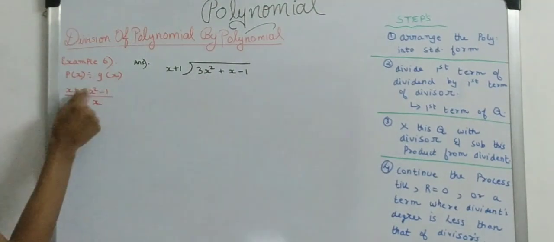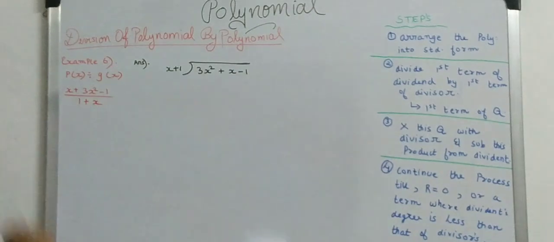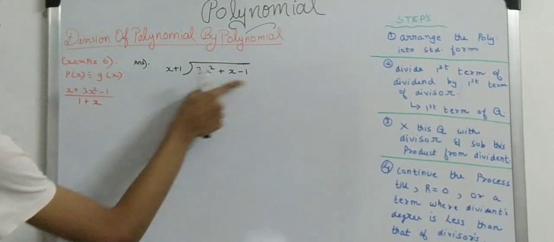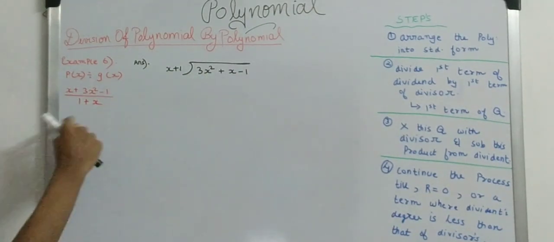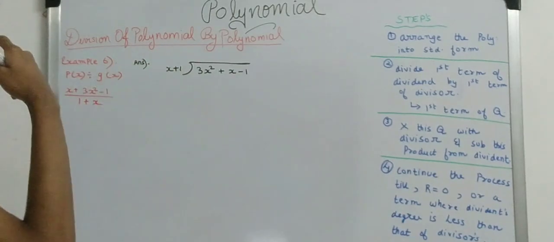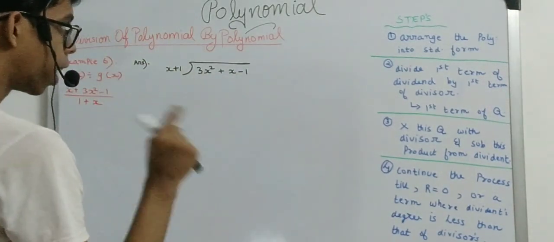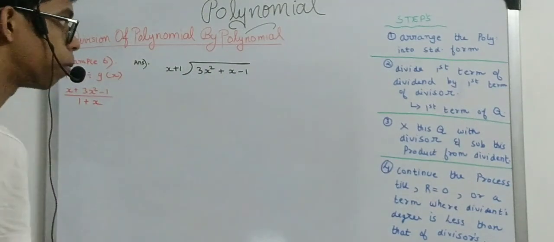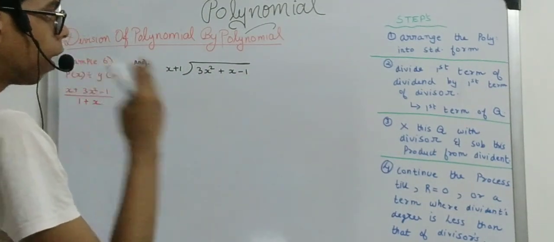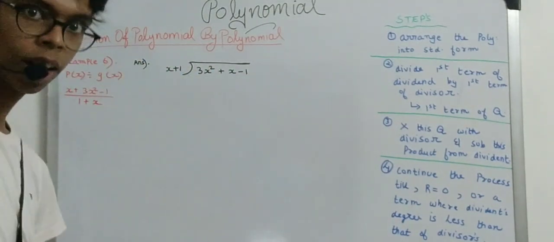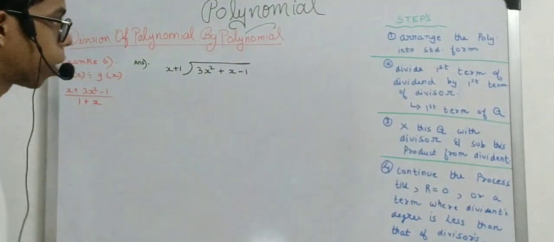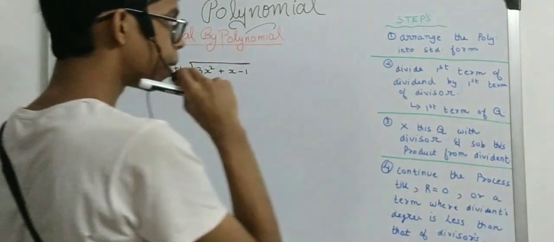So I just rearranged this 3x square and wrote it the first one. So I wrote it like this. Now the 1 plus x I rearranged and again wrote it as x plus 1. Always you should remember the variable with the highest degree should be written first, and then it should descend in the degree wise order. Okay, that is the first step.